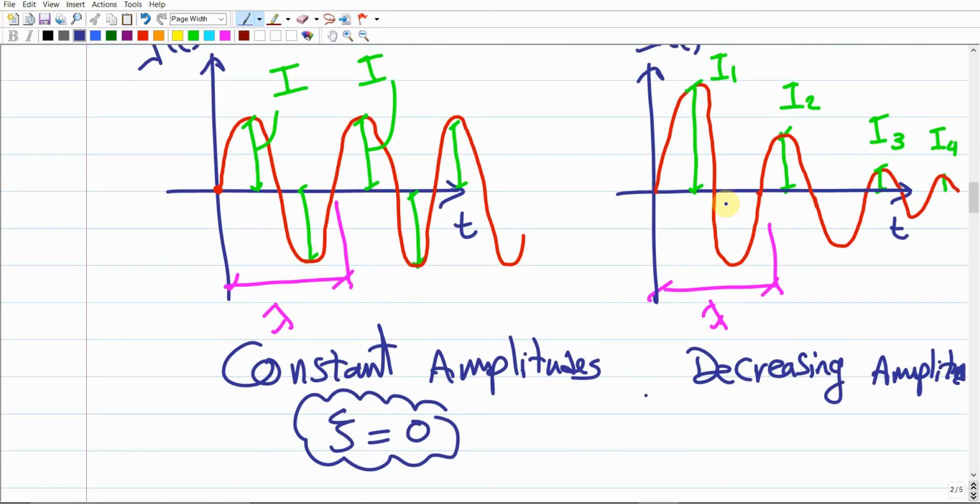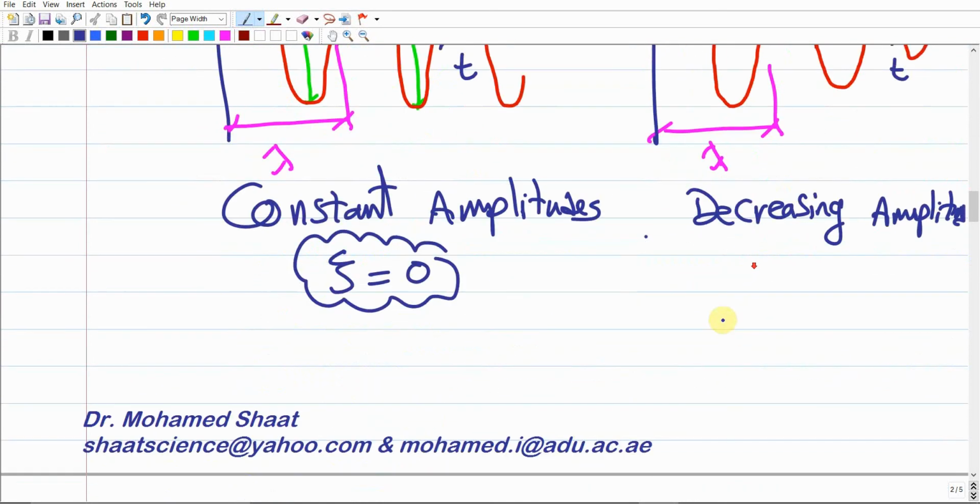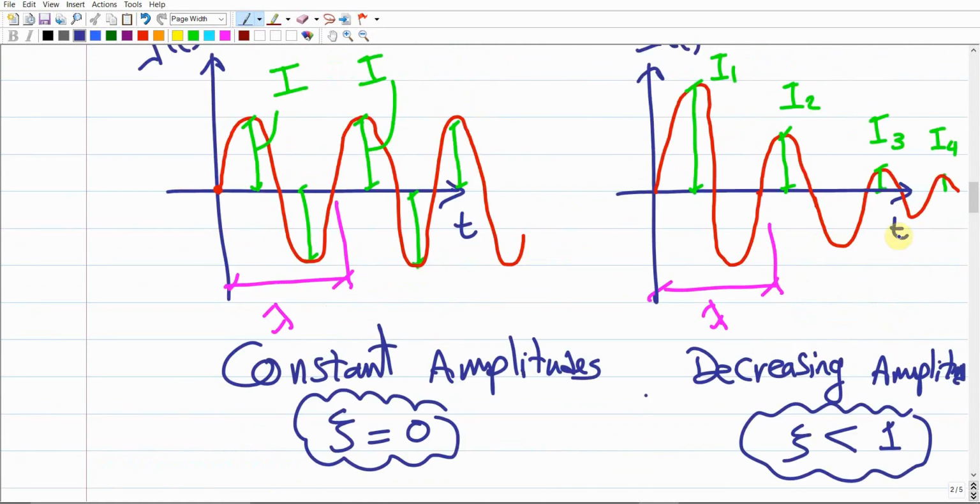But how about this case? Here we do have decaying, we do have a decreasing thing, right? The amplitude is going to decrease. So this indicates that Xi is less than 1. Xi is a factor, which means that it is dimensionless. It has no unit, right? Just a factor. In case this Xi is less than 1, it means that we're going to have a decreasing trend in the amplitudes of these waves.